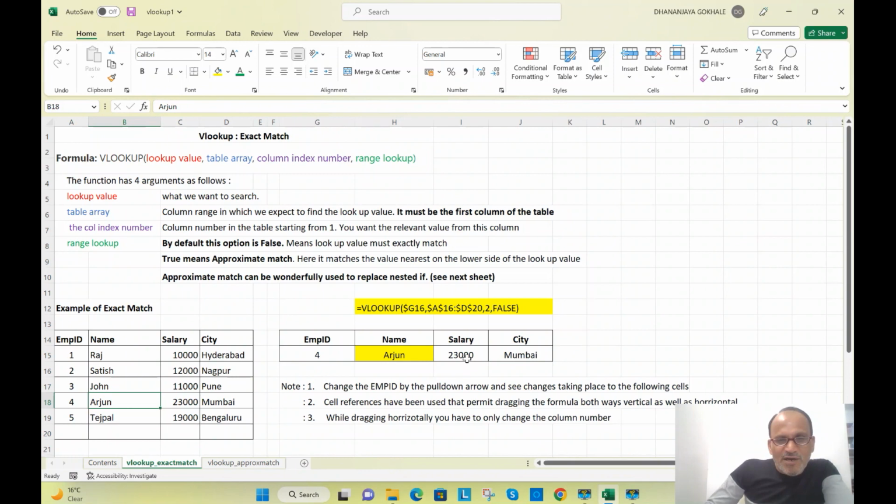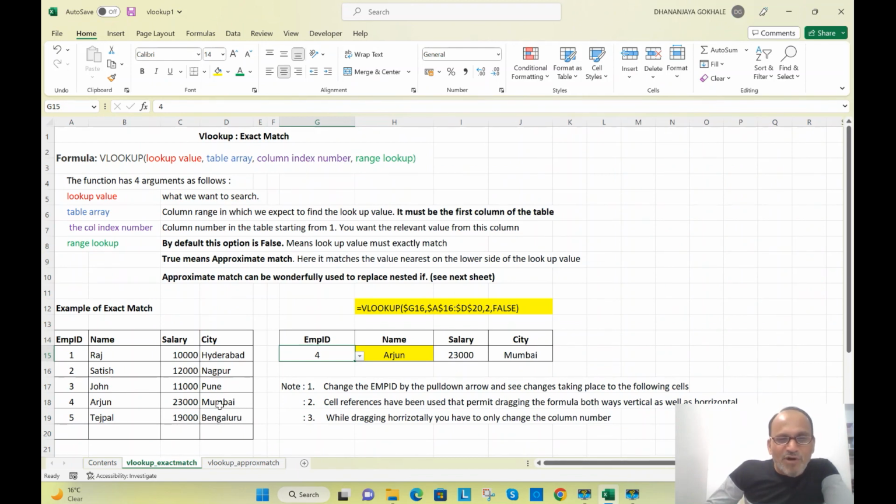Now, I will leave it for you to guess how the formula will look for this. Remember, our lookup value is the same. We are trying to find out for employee ID 4 only. And the table is also the same because the values are given in the same table. So the first argument will remain the same. The second argument will also remain the same. Only what is going to change?